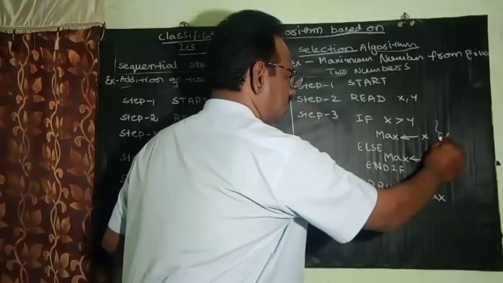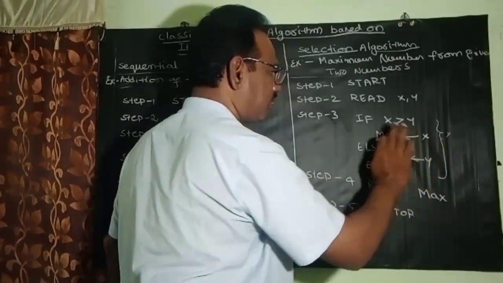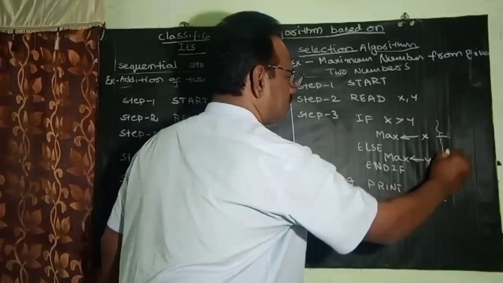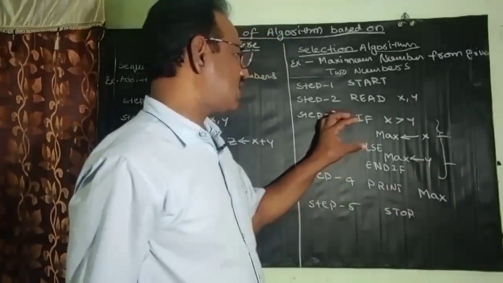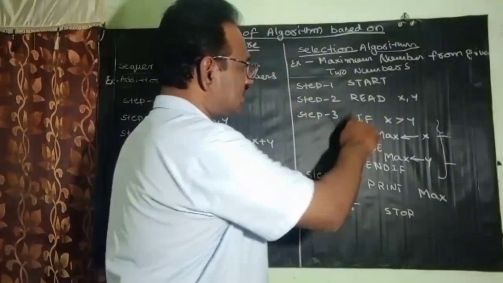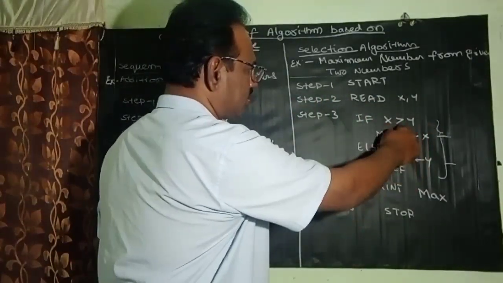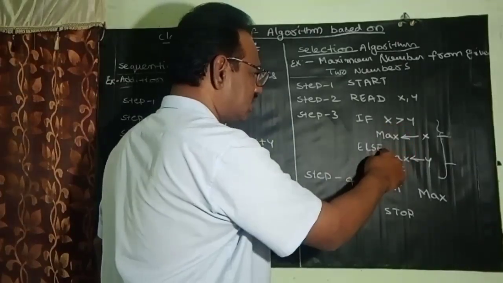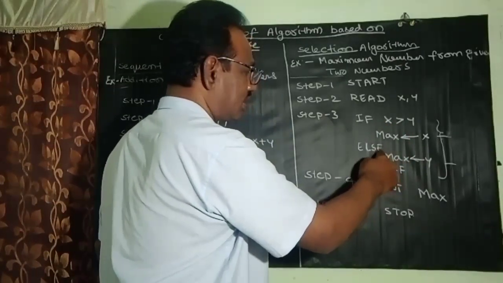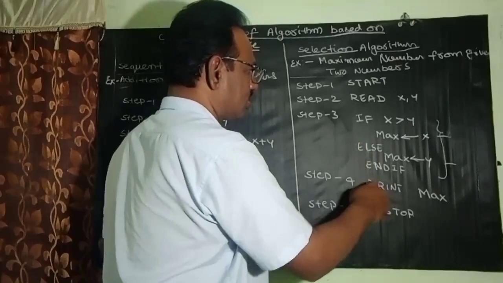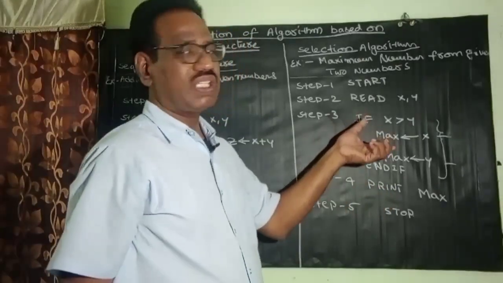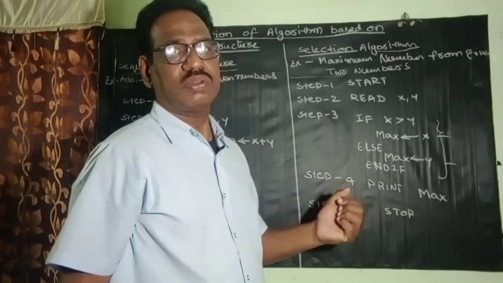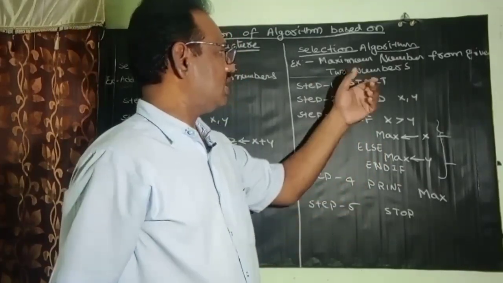Out of these two statements, one statement will be executed, either the first one or the second one. Based on the valid condition, if x is greater than y, it is going to execute this one, and the other part of the statement will be left. If it is not valid, this part of the statement will be considered for problem solving, providing the solution for the given problem.